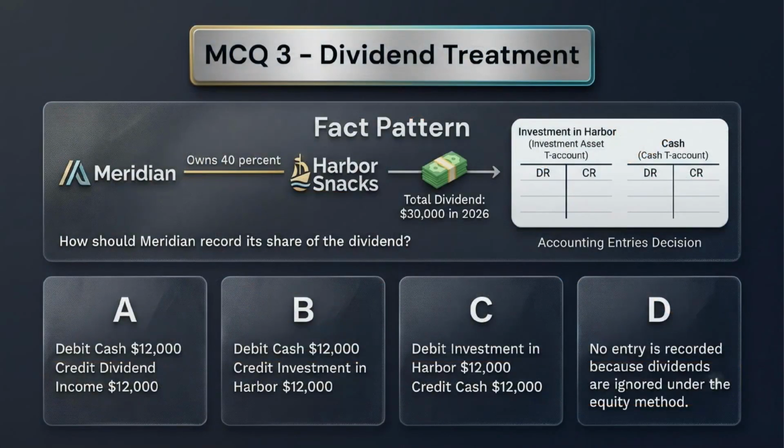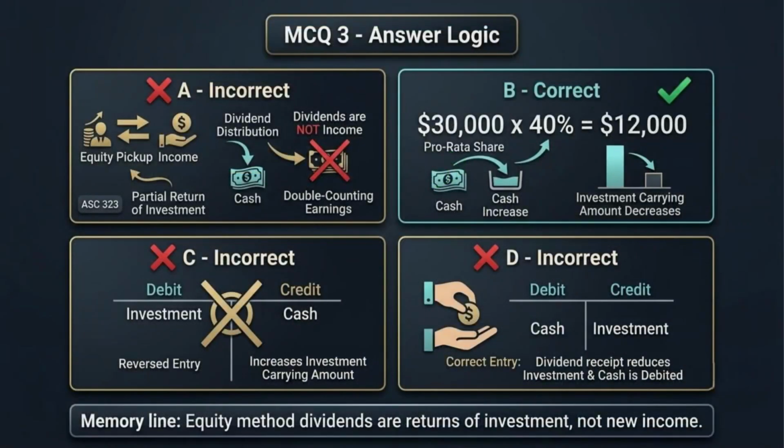MCQ3 tests dividend treatment under the equity method. Meridian owns 40% of Harbor Snacks and applies the equity method. Harbor pays total dividends of $30,000 in 2026. The question asks how Meridian should record its share of the dividend. The key is to remember that equity method dividends are not treated like fresh income. Calculate Meridian's share, then choose the correct debit and credit. Take a moment and choose the entry. The correct answer is B.